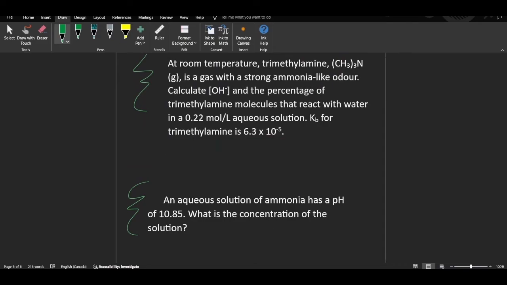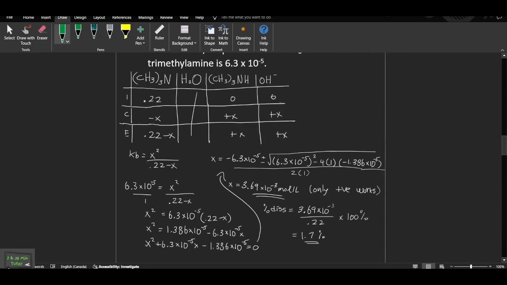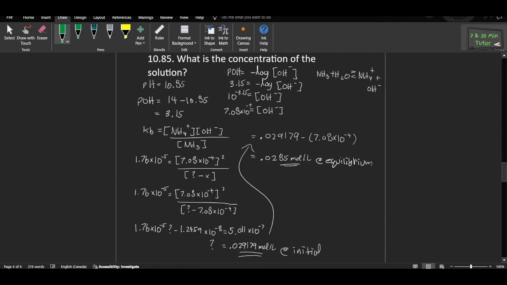You'll also need the help of this chart over here. This is the answer to the first question. This is the answer to the second question.